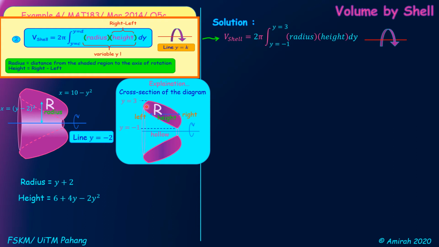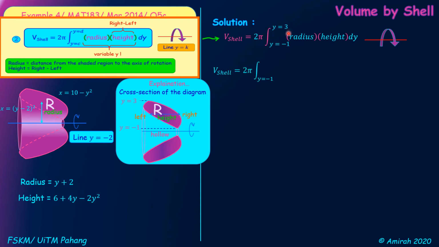From the original shaded region in the given question, we have the coordinates of the intersection points. We just use the coordinate of y, because we integrate with respect to y, so we use the lower limit and upper limit on the y-axis. So our lower limit is y equals negative 1 and our upper limit is y equals 3.